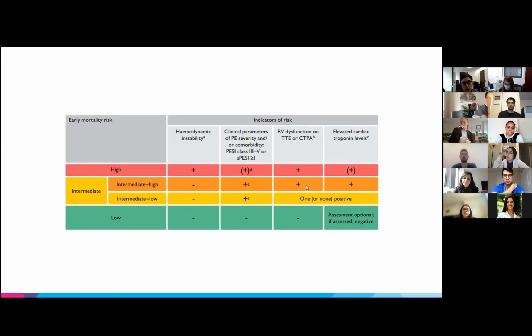That's important because if we do see signs of RV dysfunction on echo, that increases the risk of that PE, and it may change what we decide to do next with that patient. So that's the main reason why I think delineating RV size is important.